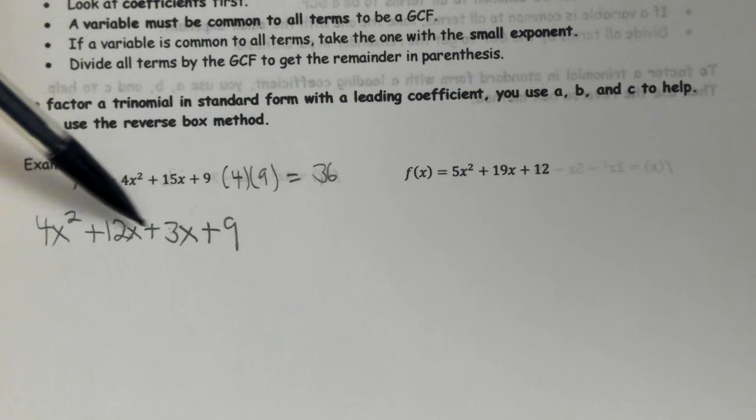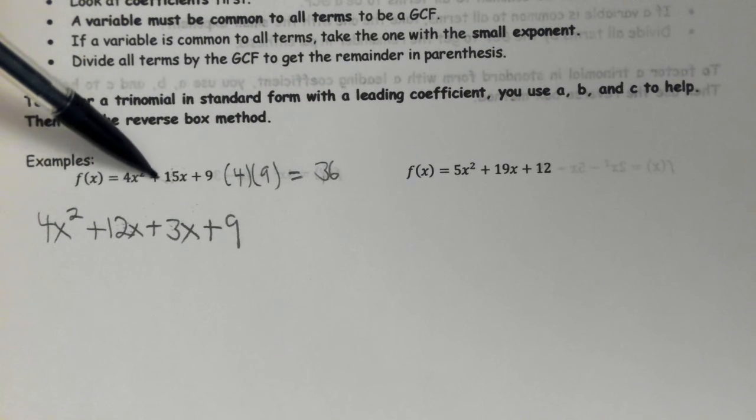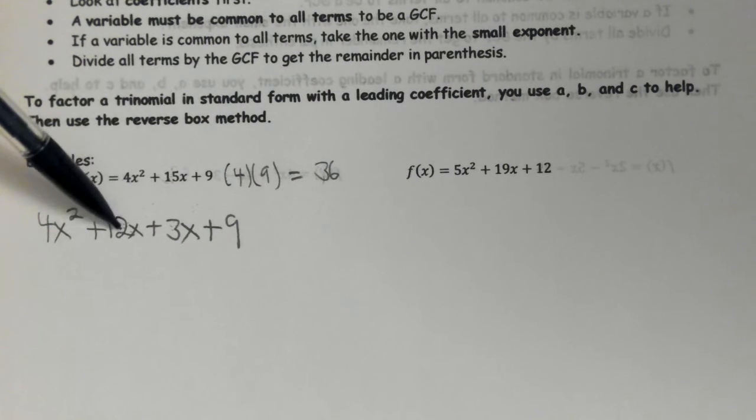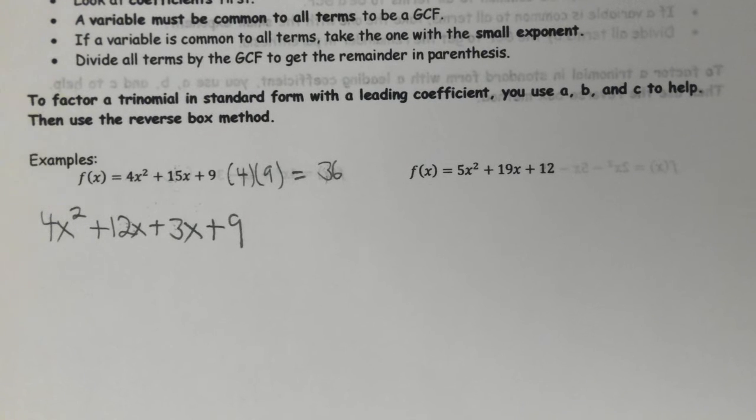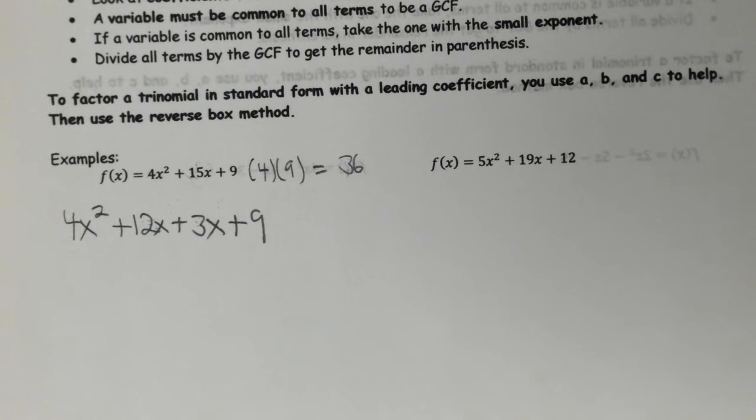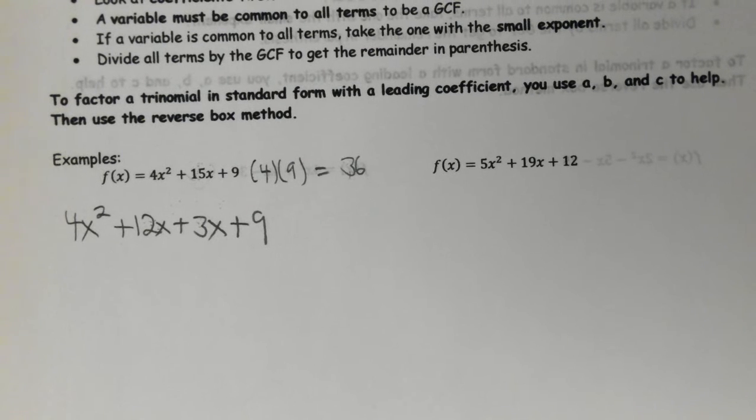Those two numbers are 12 and 13. That allows me to split the 15x into 12x plus 3x. All right? Now, how does that help me? What I can do at this point is employ a method called factor by grouping.